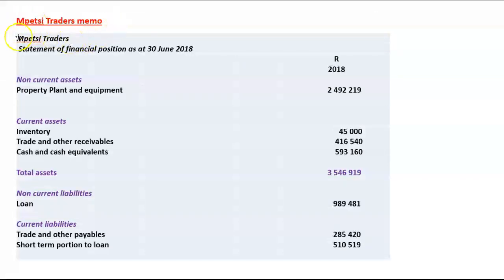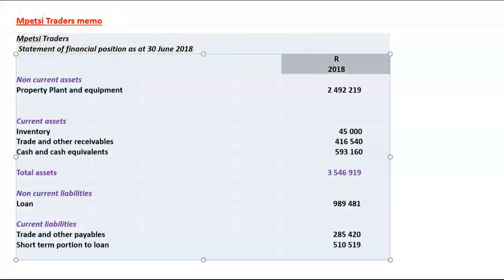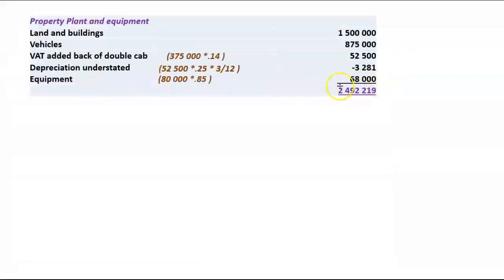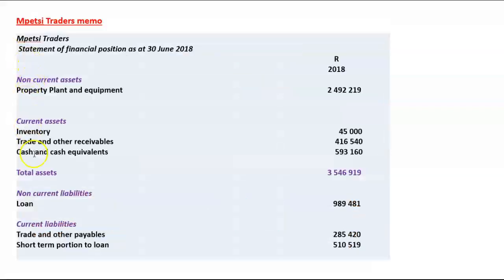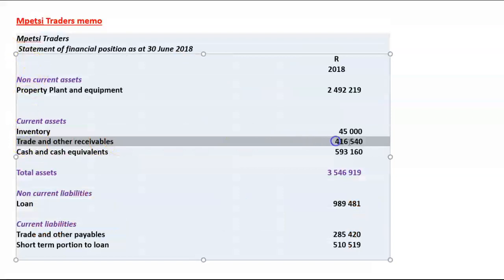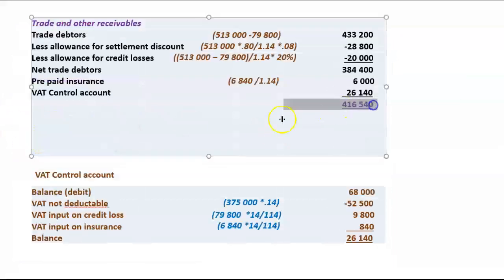In our statement of financial position, Mpetsi Traders statement of financial position as of 30 June 2018, Rand. Non-current assets, property, plant and equipment, a one-line item with a total of 2,492,219. Good. If we also go here under trade and other receivables, we have actually finalized our total trade and other receivables. So under current assets, trade and other receivables, the total of 416,549, but we still haven't finalized those two figures. So that is only the final figure. Let's continue now with the question.